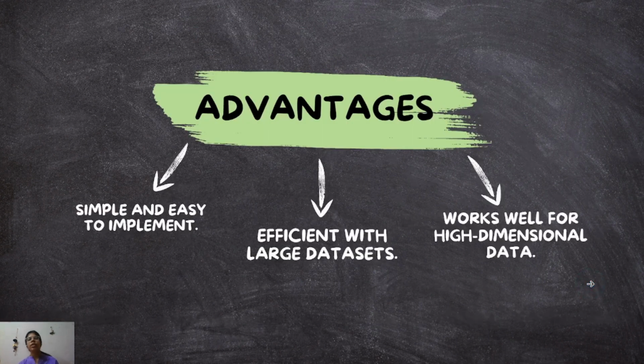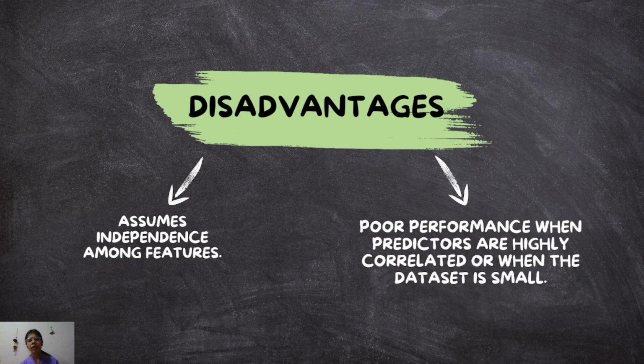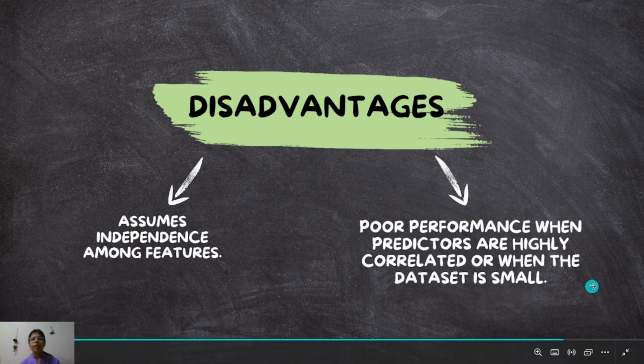Then the advantages here are that it is simple to use and easy. It is very effective in large data sets and it works well with high dimensionality data. And here are some of the disadvantages. Basically, every feature is assumed independent, so it can sometimes lead to misleading results for the model. It also has poor performance when predictors are highly correlated, which is definitely one of the problems.